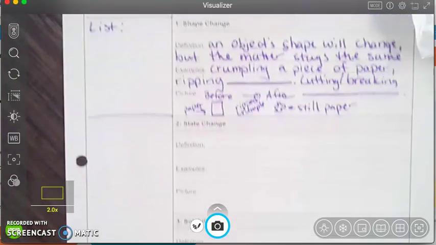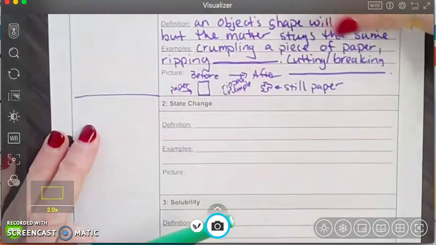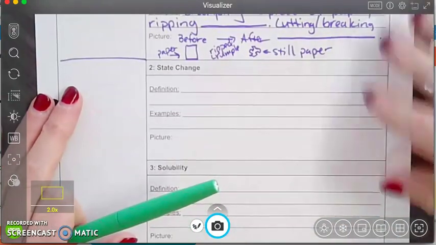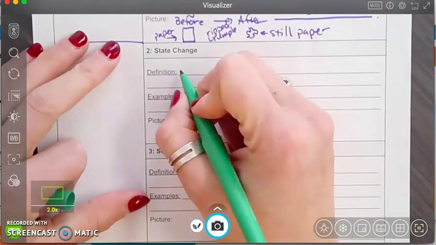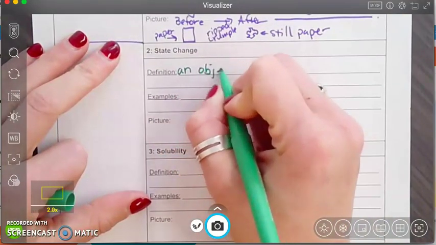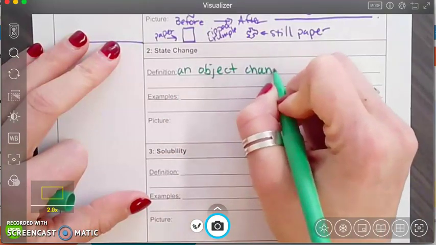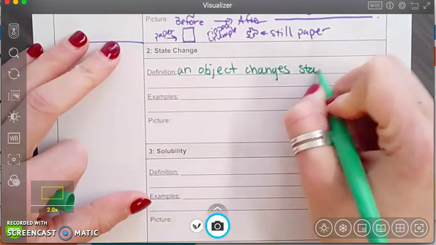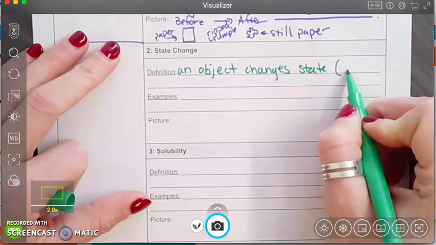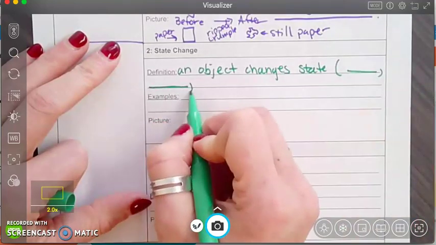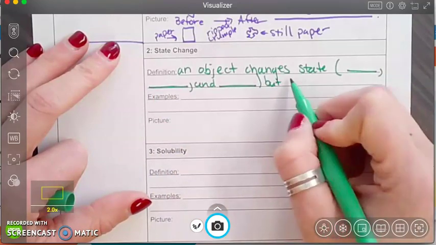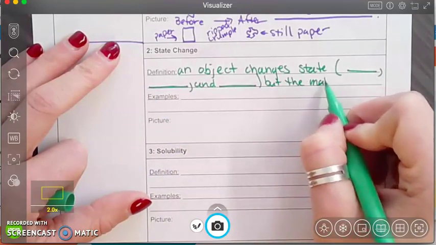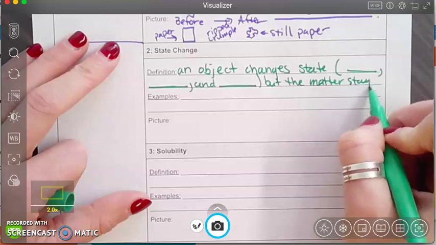All right, our next physical change is going to be state change. So this is where an object changes state. And we know our 3 states are blank, blank, and blank. But the matter stays the same.